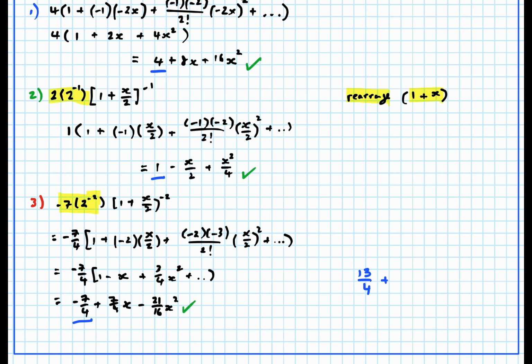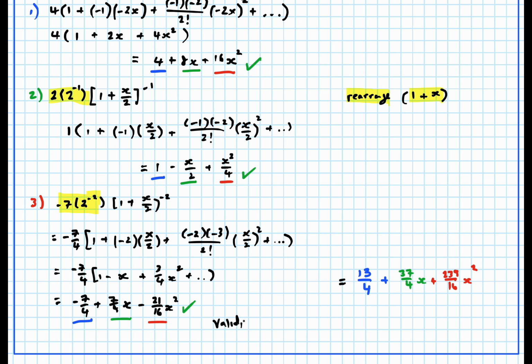So you'll end up with constants like 13 over 4, which is what I just mentioned. It's 8x minus x over 2 plus 7 over 4x is 37 over 4x. And lastly, 16x squared plus x squared over 4, which is 1/4 x squared. And then minus 21 over 16x squared. Get your calculator out for this. Use your calculator. This is plus 239 over 16x squared.